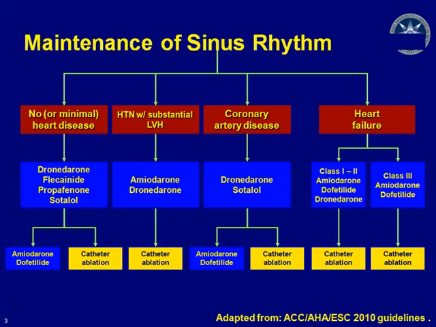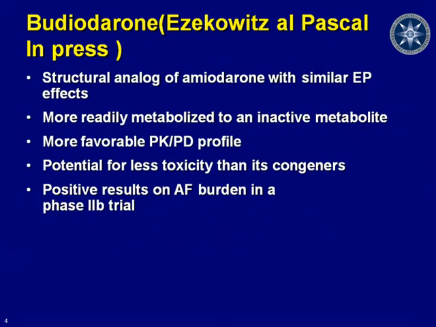One point is that based on recent data, dronedarone may be used in patients that have paroxysmal atrial fibrillation. Now, next, what I'm going to focus on in this slide are emerging agents.